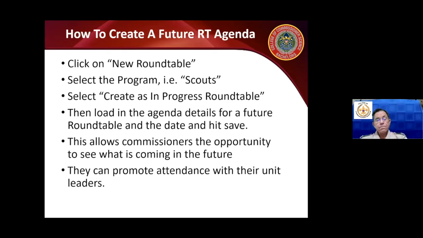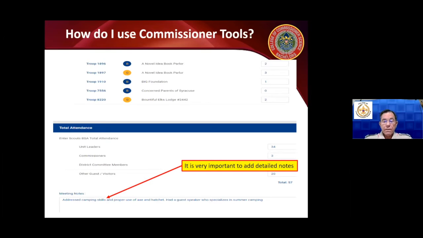All right, so how to create a future roundtable agenda, just to give you some details. Again, you're going to click on the new roundtable. You're going to select the program you'll create as an in-progress roundtable. You're going to load the agenda in the details. And this allows commissioners the opportunity to see what the future has, and they can promote attendance with their unit leaders. So again, I stress the importance of putting in detailed information in the meeting notes.